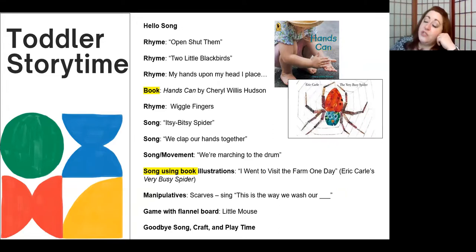And like I said, we always use manipulatives with this group. So again, that's anything that children can hold. In this case, we used scarves and did This Is the Way We Wash Our Elbow, if you've heard that song. We definitely get up and move around, and parents were always in the room, and they were encouraged to sit with their kids on the floor if they were able to. Any questions or comments about this toddler story time? I would use a very similar, general basic structure for ones and twos.